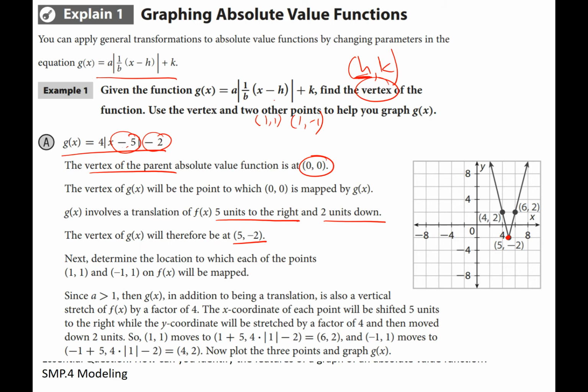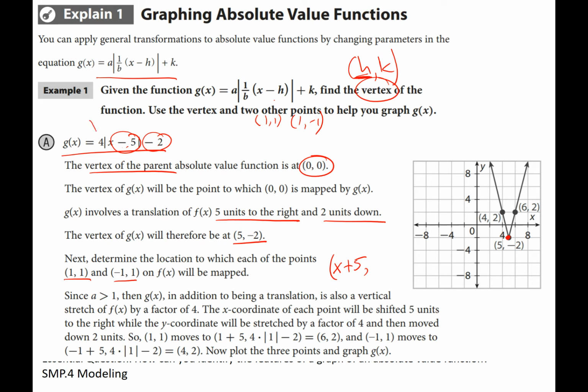Now, this is the trickier part. This is the part I don't agree with what they've done, but I'm going to show you how they do it. If you like it, great. If not, I'm going to show you a shortcut. Next, determine the location in which each of the points, 1, 1, and 1, negative 1, will be mapped. Okay, so the x value, remember they kind of wrote a temporary function for the coordinates when we did the parabola. So the x value, the only thing that's affecting the x is inside those absolute values, and it's adding 5. So the x value is plus 5.